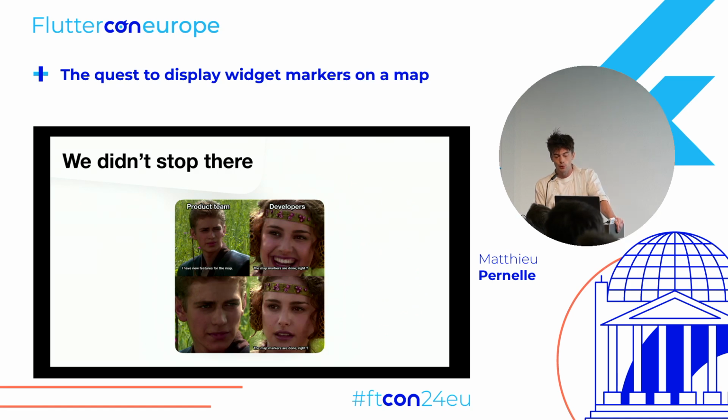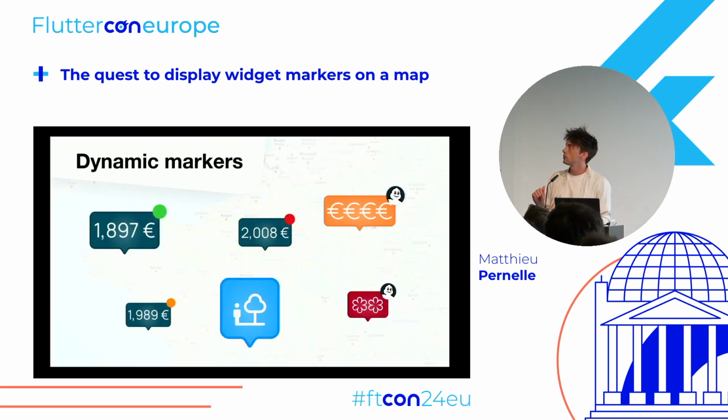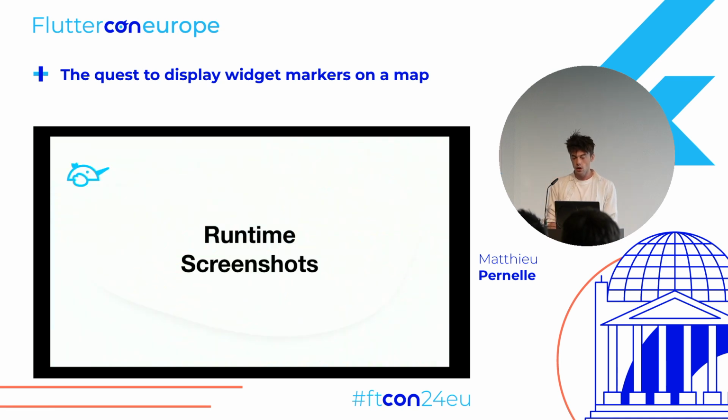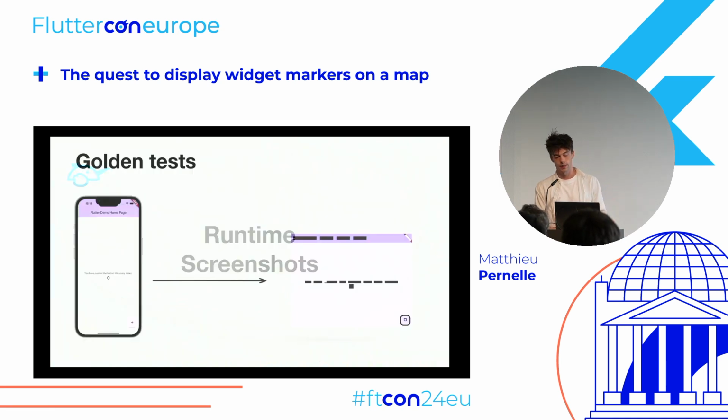But the product team came to us and they have a new requirement. We need to display the prices of gas stations and of hotels directly within the marker. That means I can no longer export every possible marker from Figma and add them to my assets. I have to find a runtime solution. For that, little spoiler, but we will do screenshots.